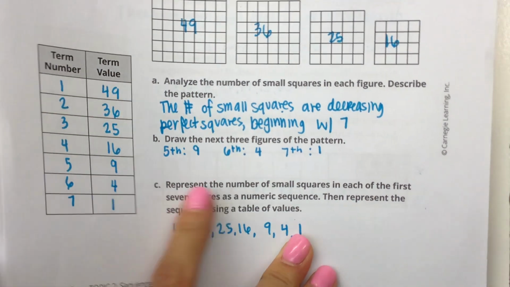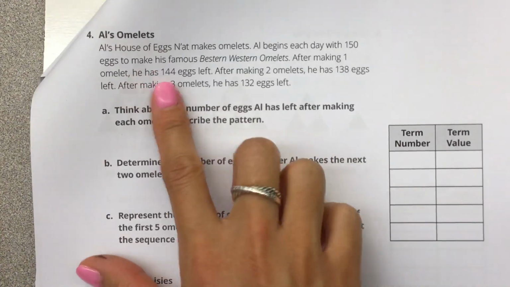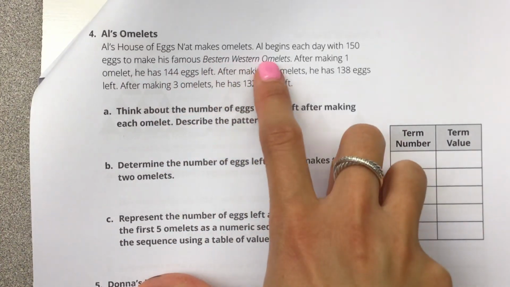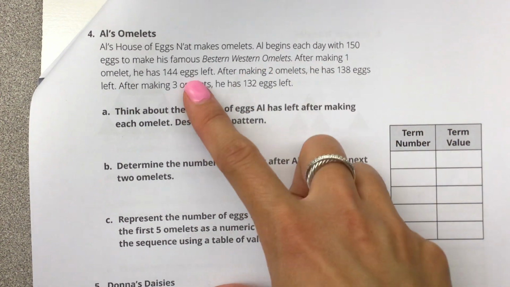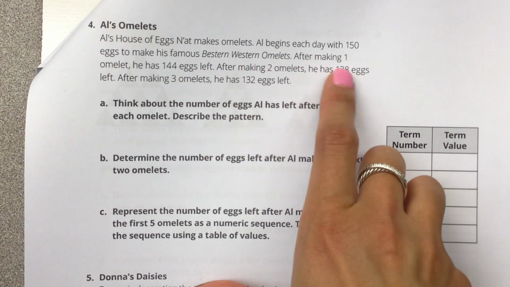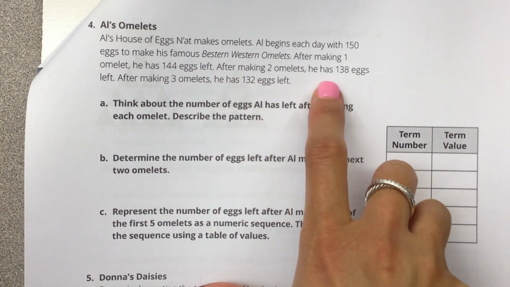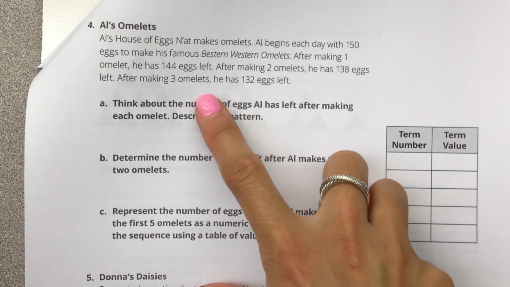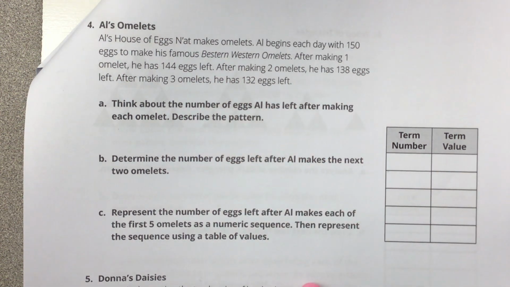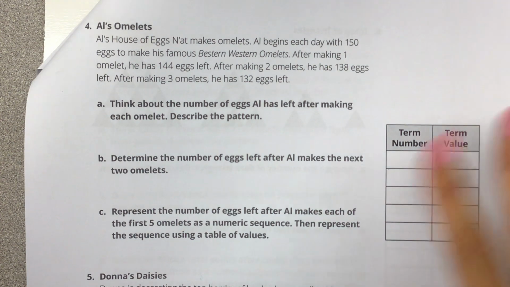Okay, let's flip to 87 for Al's omelets. So Al's House of Eggs makes omelets. Al begins each day with 150 eggs to make his famous Western omelets. After making one omelet, he has 144 eggs. After making two, he has 138. After making 3 omelets, he has 132. So think about the number of eggs Al has after making each omelet and describe the pattern.